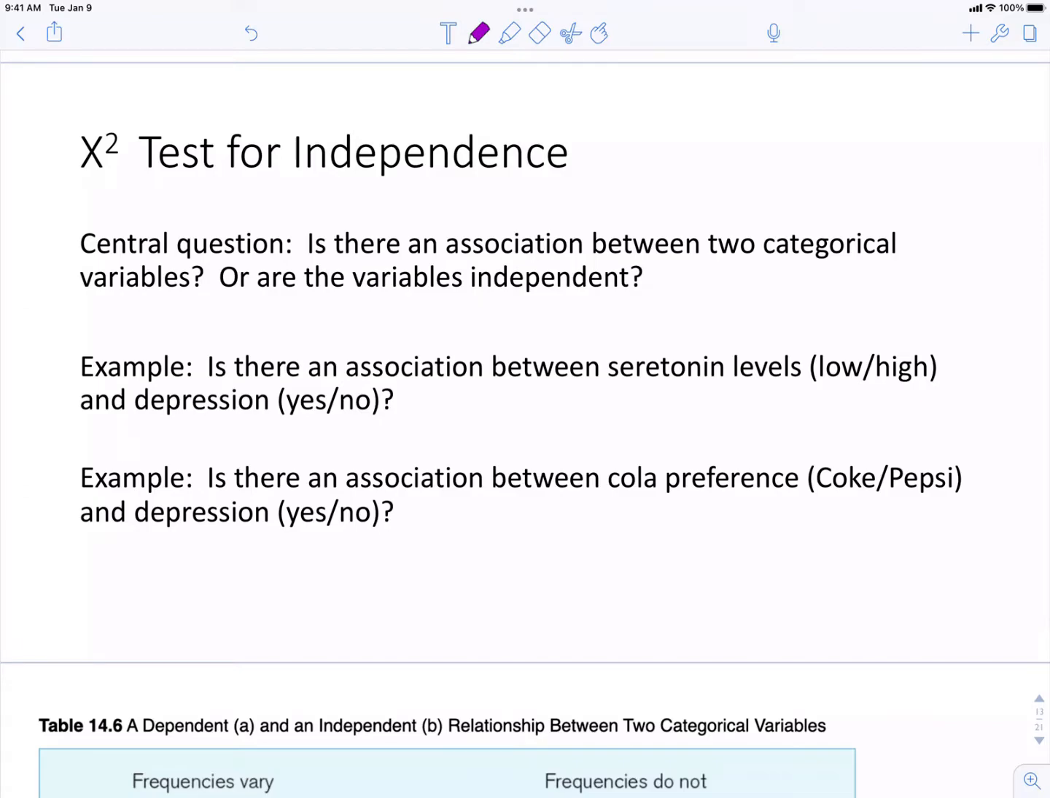And the central question that it answers is, is there an association between two categorical variables? Another way of putting that is, are these variables independent or are they dependent? So here's an example. Is there an association between serotonin levels, low and high, and depression? Yes or no? Here's another example. Is there an association between cola preference, Coke or Pepsi, and depression? Yes or no? So you can see that these levels of measurement are at the nominal level, and that's why we're approaching this with a non-parametric method.